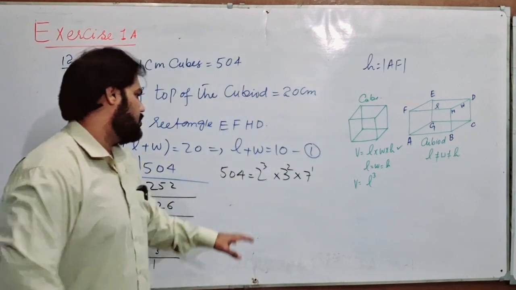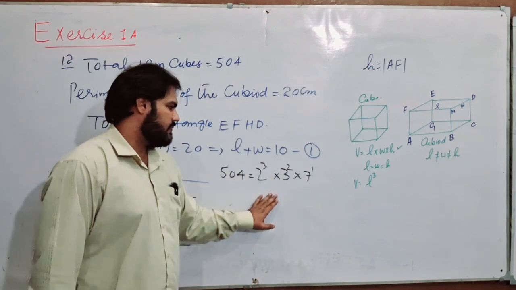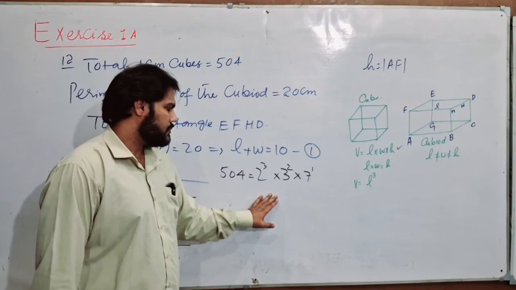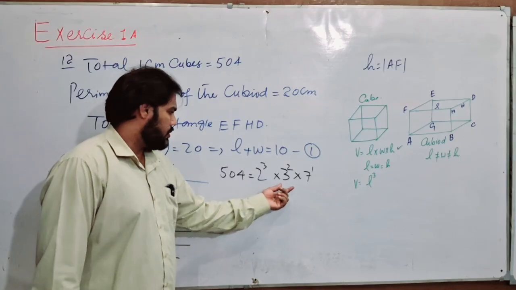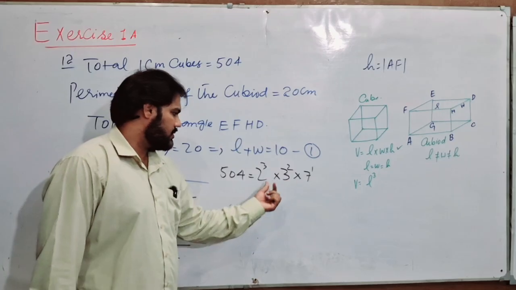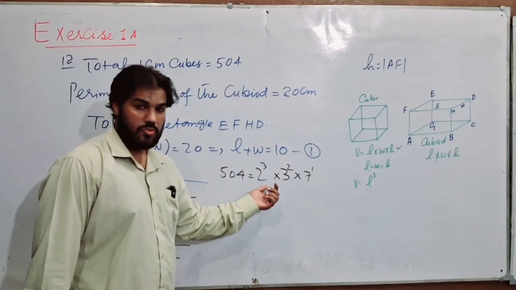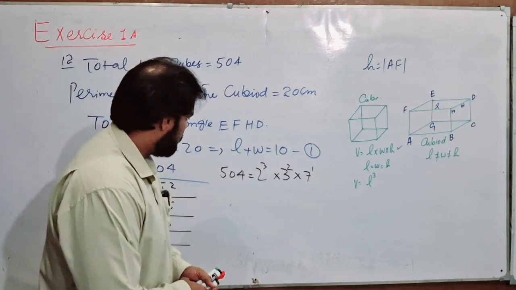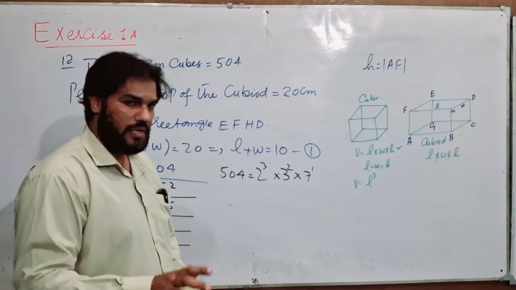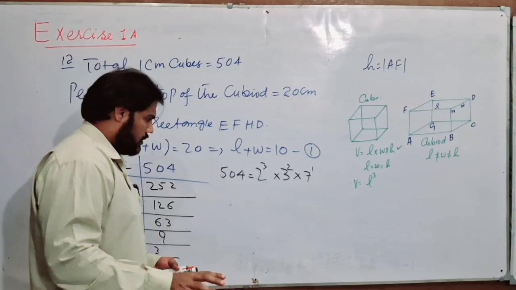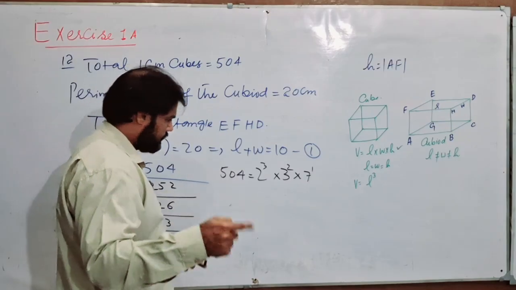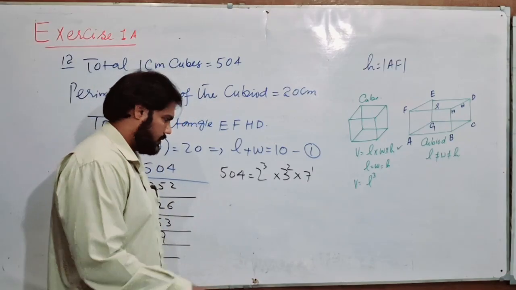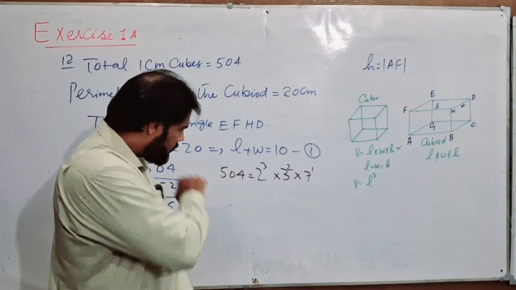You can observe that each number in this prime factorization is not greater than 2. These two numbers are greater than 2, but this number 2 is not greater than 2. So we will make the dimensions very carefully. How can we make its prime factors into dimensions?